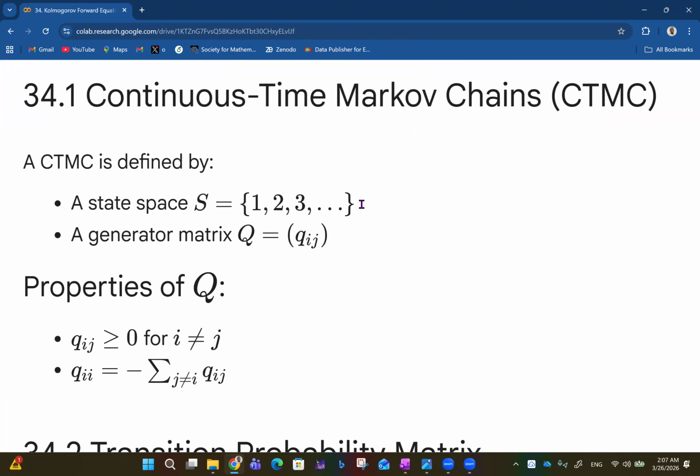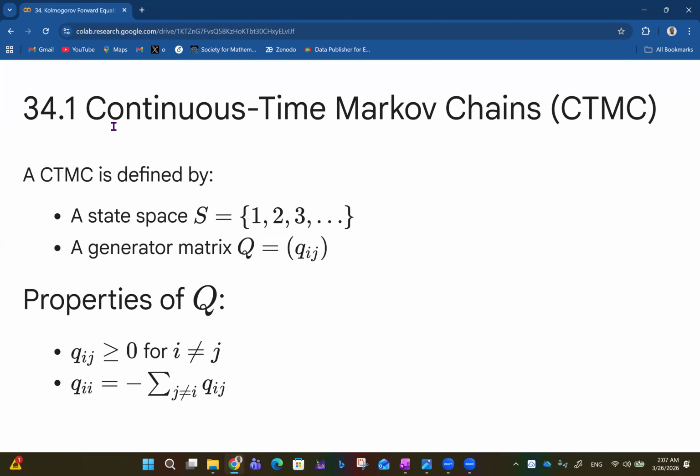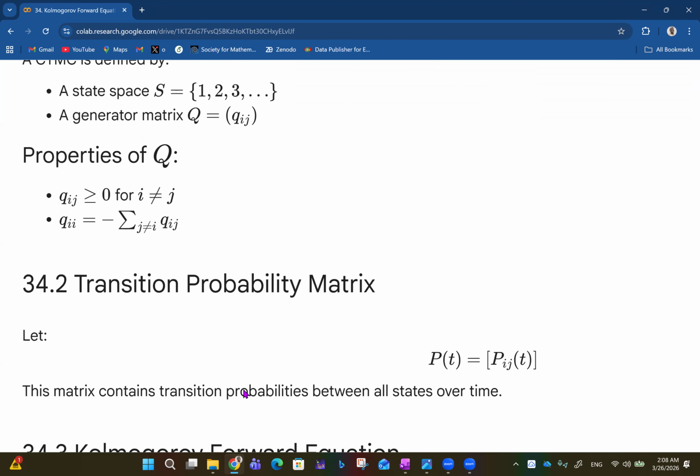So here we talk about continuous time Markov chains as a kind of refresher, because we've been talking about it from the last two videos. A continuous time Markov chain is defined by a state space S, which is 1, 2, 3, and so on. Then you have a generator matrix Q, with entries Q_ij, and properties. Every Q_ij is greater than or equal to 0 for i not equal to j, so every off-diagonal value is non-negative. And then each Q_ii is minus the summation over j not equal to i of the Q_ij's. Now we talk about the transition probability matrix, which we've been talking about for the longest.